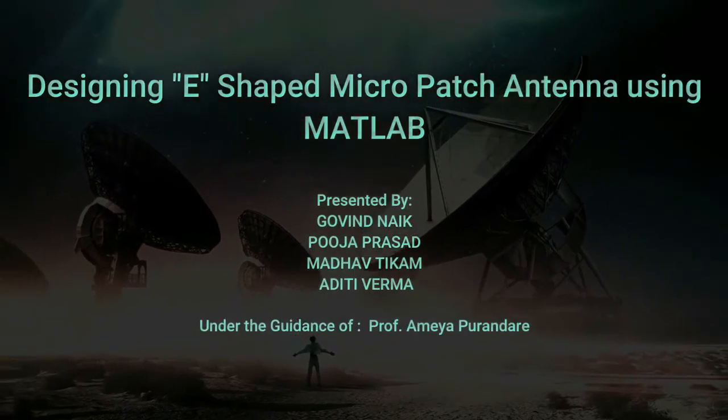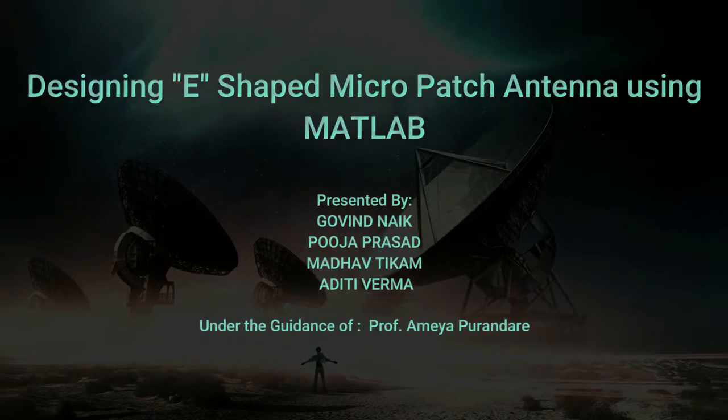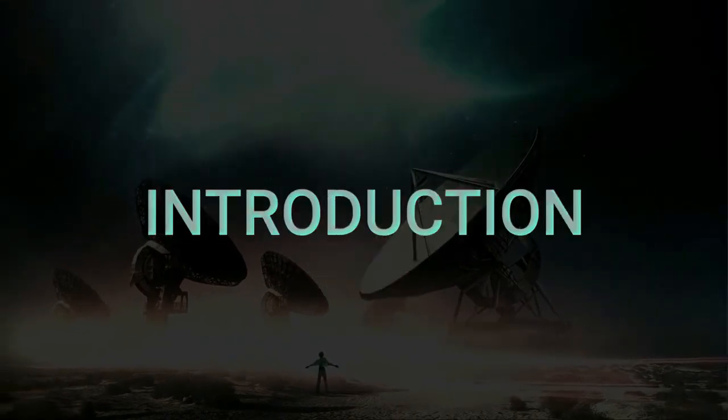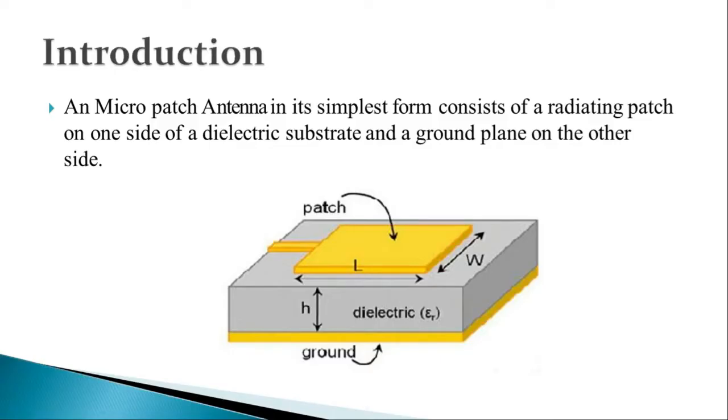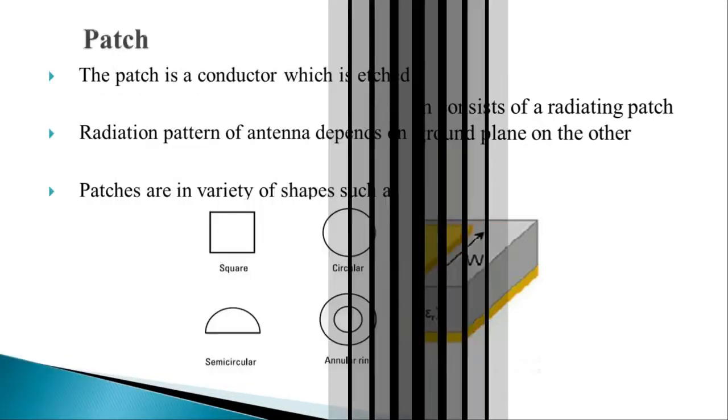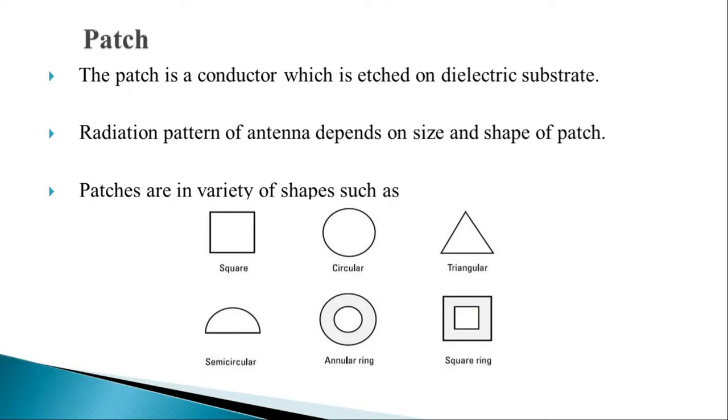Our ARP project is on designing of E-shape micropatch antenna using MATLAB. So what is micropatch antenna? In simple form, it consists of a radiating patch on one side of a dielectric substrate and a ground plane on the other side. A patch is a conductor which is etched on a dielectric substrate. Radiation pattern of antenna depends upon size and shape of the patches.